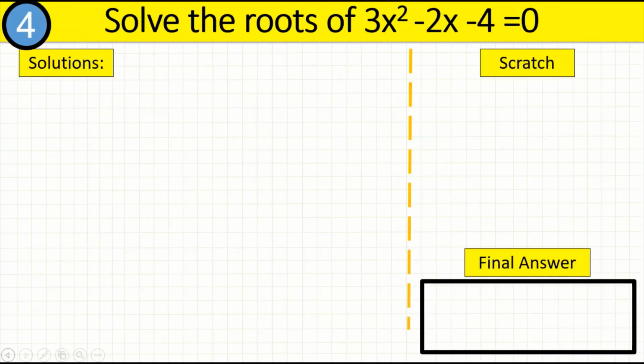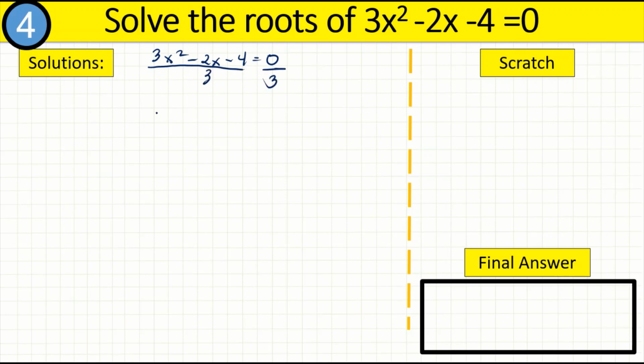Last example, number 4. Solve the roots of 3x squared minus 2x minus 4 equals 0. Okay, again, we cannot use the completing the square since a is not 1. So, to solve for this, divide both sides of the equation by whatever the value of a is. So, we have 3x squared minus 2x minus 4 is equal to 0. And then divide both sides of the equation by 3.